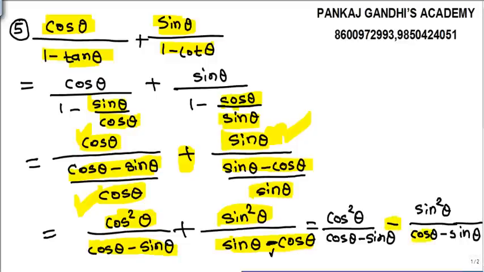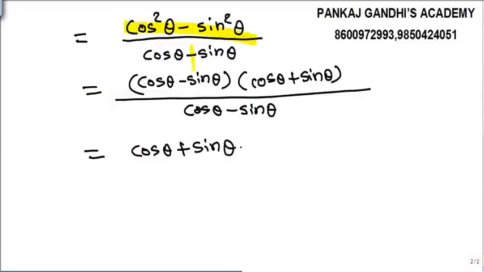So this cos theta will become plus cos theta, and this will be minus sin theta. And already in the first term, cos theta minus sin theta is there. So now the denominators are the same. So we can write cos square theta minus sin square theta divided by cos theta minus sin theta. Now again, as in the earlier question, cos square theta minus sin square theta we can write as cos theta minus sin theta times cos theta plus sin theta, because a square minus b square is equal to a plus b times a minus b.